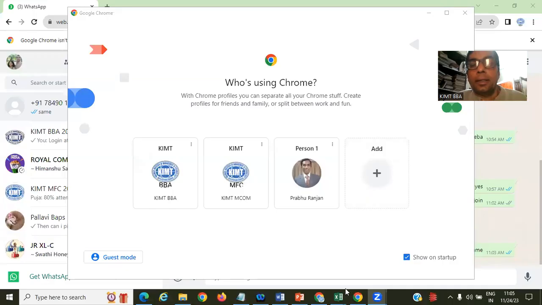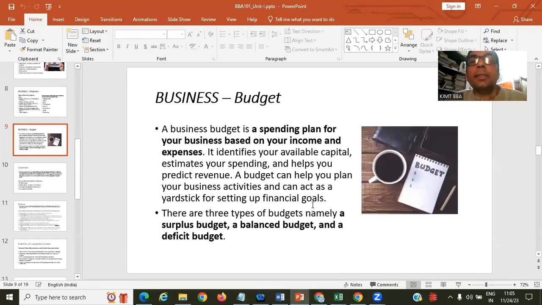means here. You are able to see the screen?